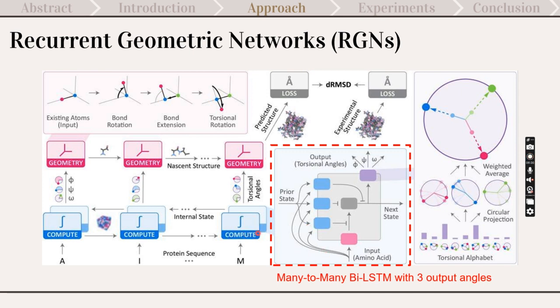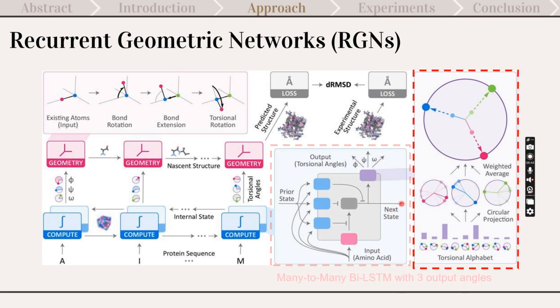Here, let's look into the computational unit. The computational unit is basically a many-to-many bidirectional LSTM with 3 output angles, as I just described earlier. I want to focus on this output. This output is using a torsional alphabet. Don't forget, this output is to output 3 torsional angles. How do we choose these torsional angles? We're using a torsional alphabet. This is predetermined. You can think of it as a dictionary of predetermined angles, and we mix these angles using circular projection, with a weighted average. How is this weighted average decided? It's from the model itself. The LSTM will decide what the weights will be.